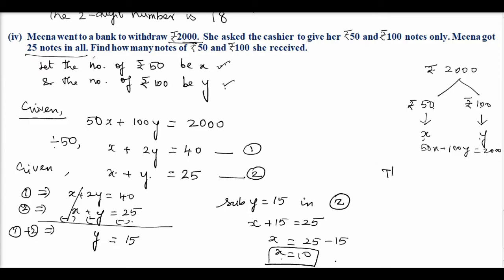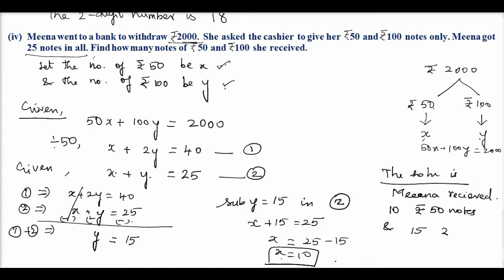So the solution is Meena received 10 50 rupees notes and 15 100 rupees notes from the cashier.